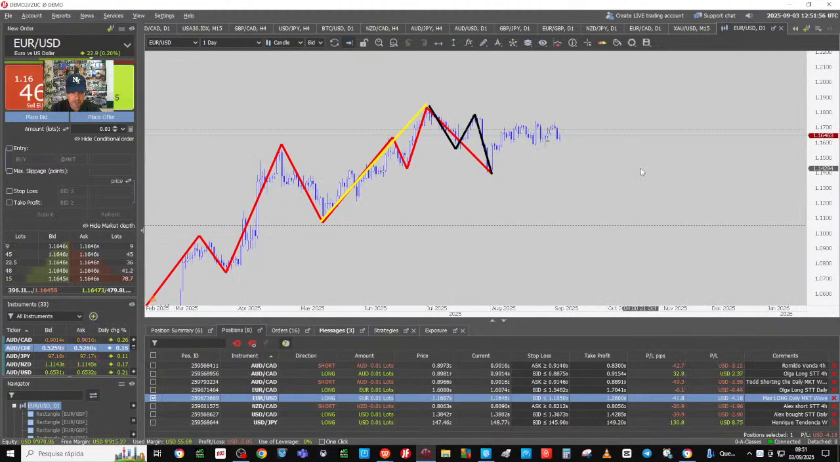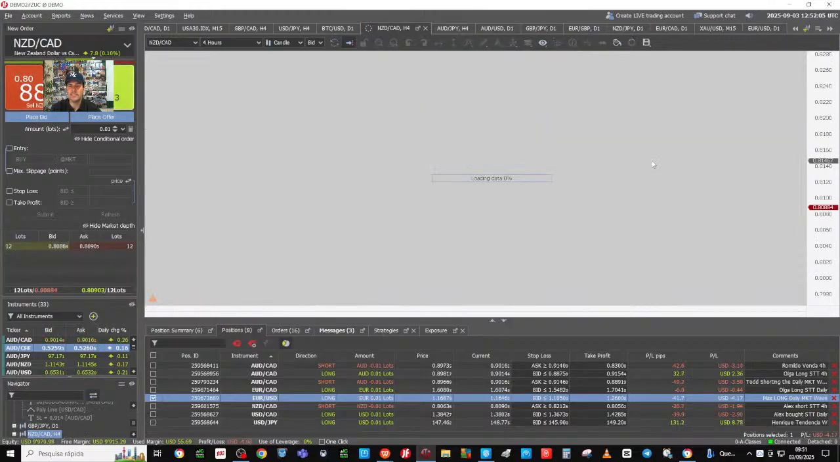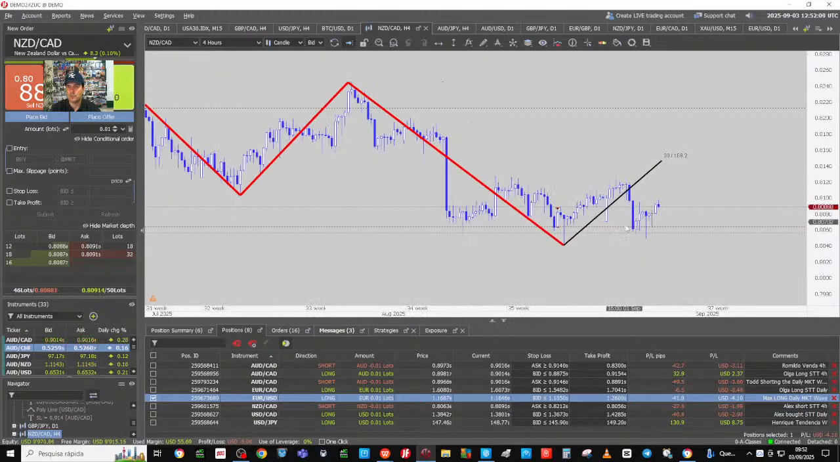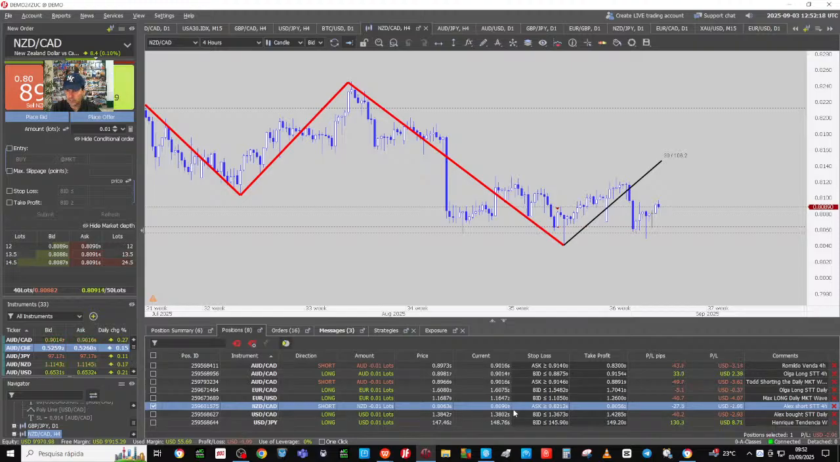Alex, I'm not sure if Alex is here, shorting NZD CAD. Do we have NZD CAD, everybody? Give me a second. Alex shorting NZD CAD, so it was a short. We are here. Take profit. NZD CAD shorting the market, and this take profit is suspicious.